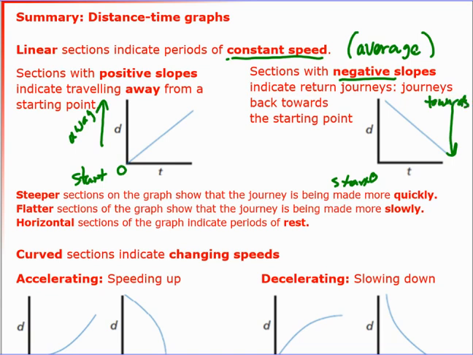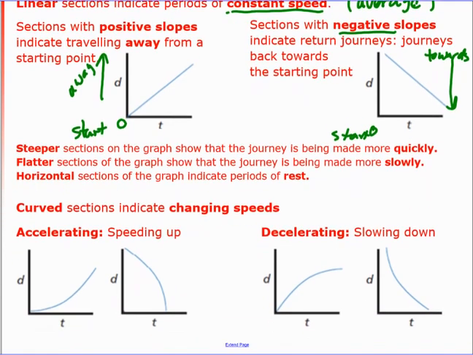Towards the start line. So that's all. But remember that. So anytime you see up and to the right, you're going to know it's positive. Anytime you see down and to the right, it's negative. Now, this is what people forget sometimes. Steeper on the graph means more quickly. Flatter is more slowly.